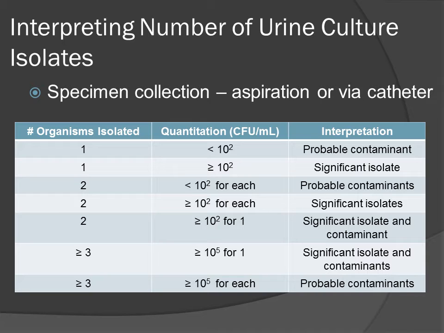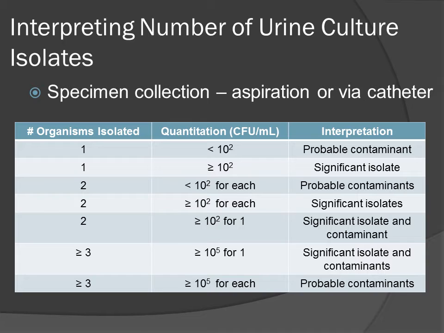When we take a look at the number of urine culture isolates, it's going to be based on specimen collection. So if it was aspiration or via a clean catheter, if you've isolated one organism and it's less than 100 colony-forming units, it's probably a contaminant. If it's greater than or equal to 100, it's a significant isolate. If you've got two organisms isolated and it's less than 100 for each one, they're probable contaminants. If it's two organisms isolated and it's greater than 100 for each, it's potentially a significant isolate.